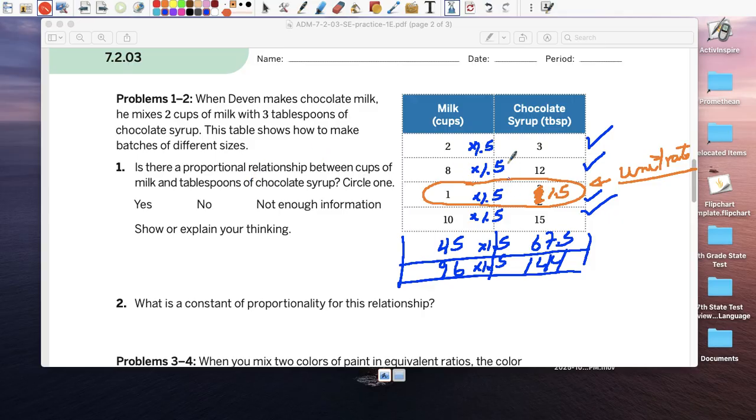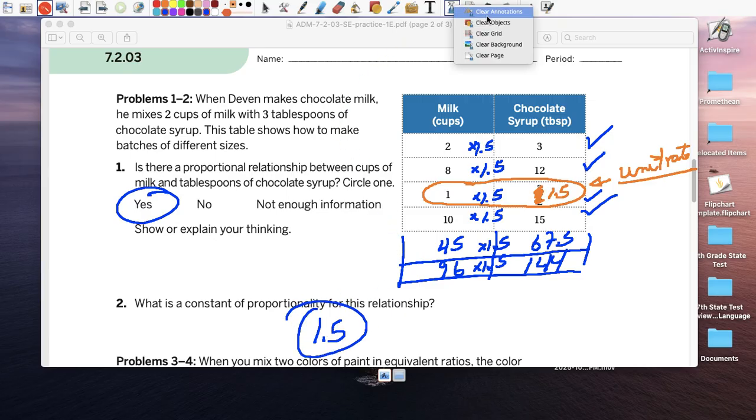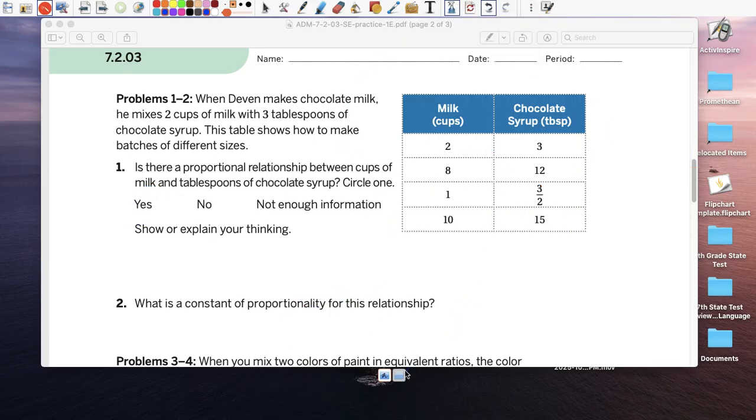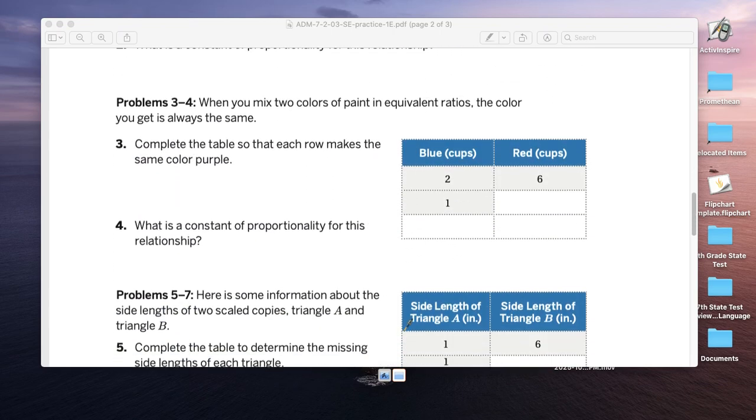So, is this proportional? Yes, I can use the constant of proportionality to check if my table is proportional. And since every value here was multiplied by our unit rate, or constant of proportionality, this is a yes. So is it proportional? Yes. What is the constant of proportionality? 1.5. Okay. It's easy. Same thing here.